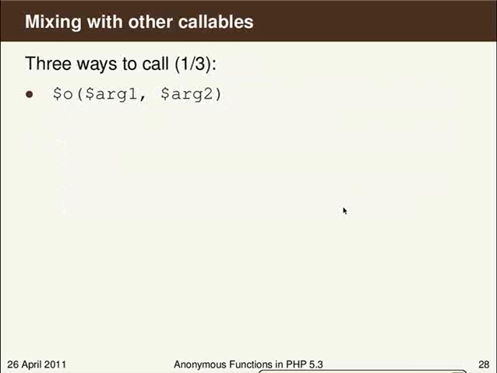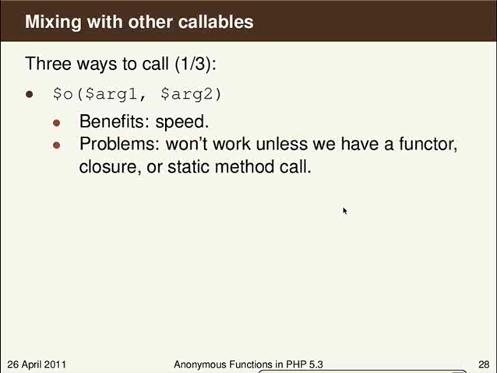So there are three different ways to call callables. I'm going to go through each one and what the pros and cons are. Now, if we have a closure or a functor, we can say $object(arg1, arg2) and call it as if it's a function. Now, the benefit of this is speed. It's very fast. It's as fast as calling a function, basically. The problem is that unless we have a functor or a closure or a static method call, this won't work. So for instance method calls, it won't work. If we're using a string function name, it won't work. So that's something to be aware of.